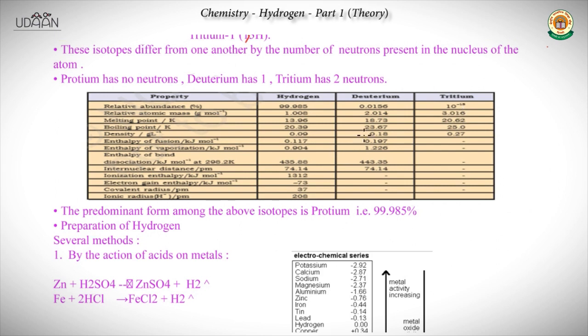The relative abundance of these elements shows us their relative stability. Hydrogen is the most stable of these three, deuterium is less stable, and tritium is the least stable. Then relative atomic mass is almost equal to the mass number of these compounds. There are some more properties which we will discuss later.